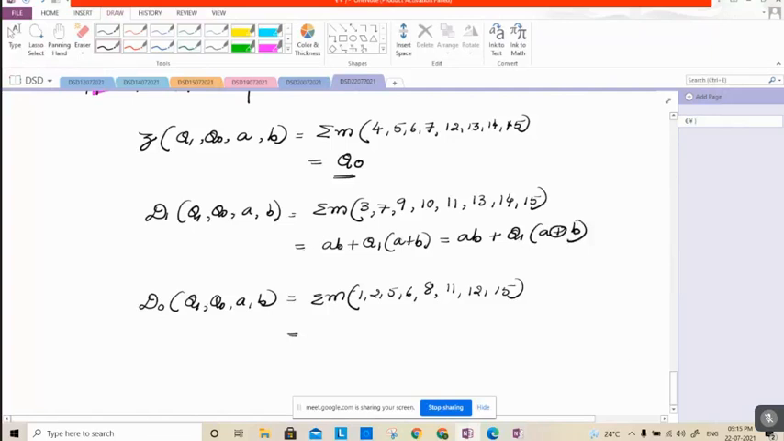What about D0? D0 is Q1 XOR with A XOR with B. Right.